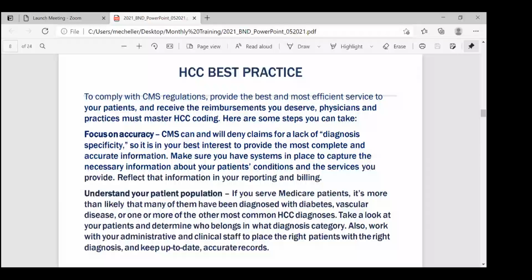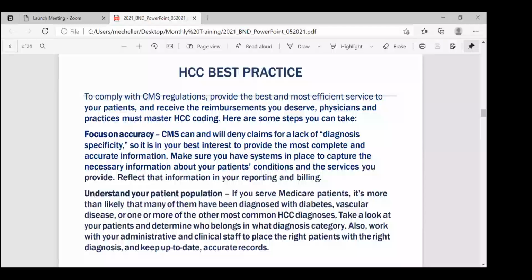Another best practice is understanding the patient population. So if you serve Medicare patients, it's more likely than not that a lot of them have been diagnosed with either diabetes or vascular disease, one or more of the common HCC code diagnoses we looked at on the previous slide. So understanding the patient population, making sure that we have a system in place to identify those chronic diseases, and that we're running the right labs and tests to make sure that we can recapture the conditions, and keeping our records up to date.